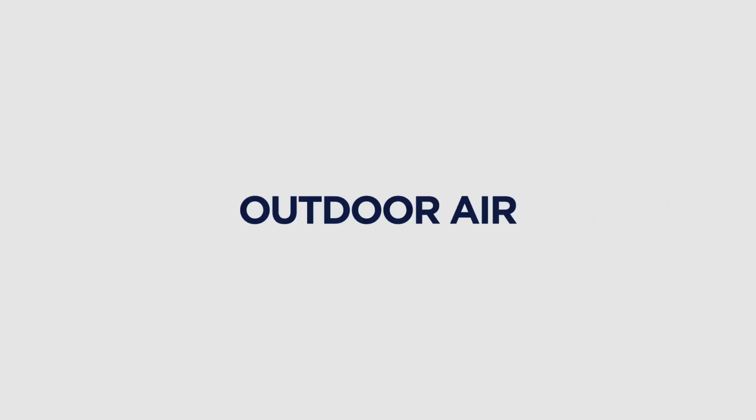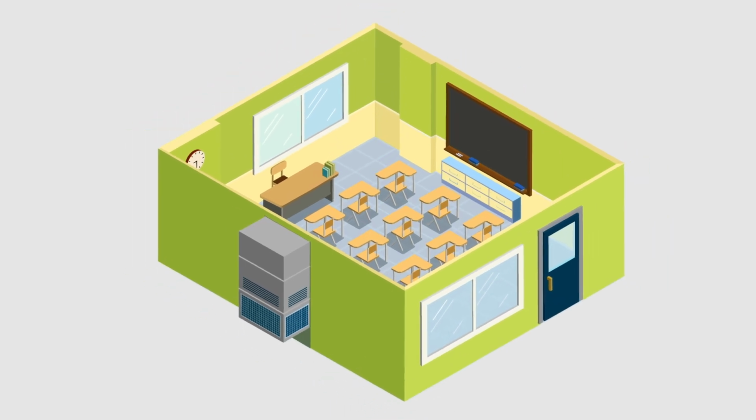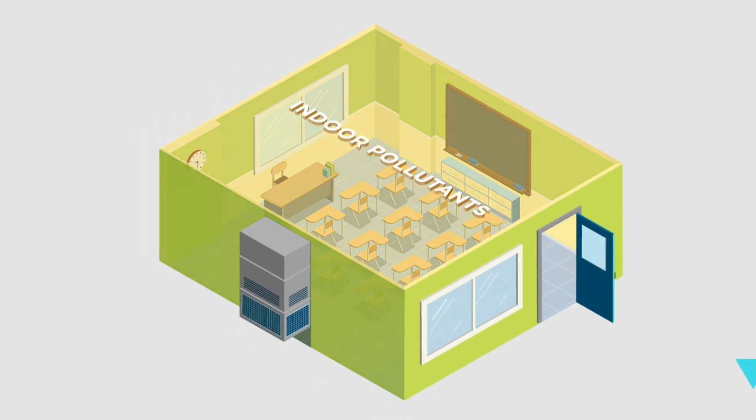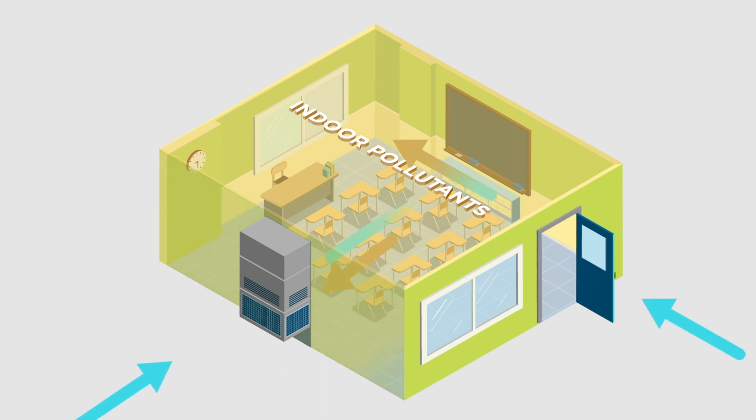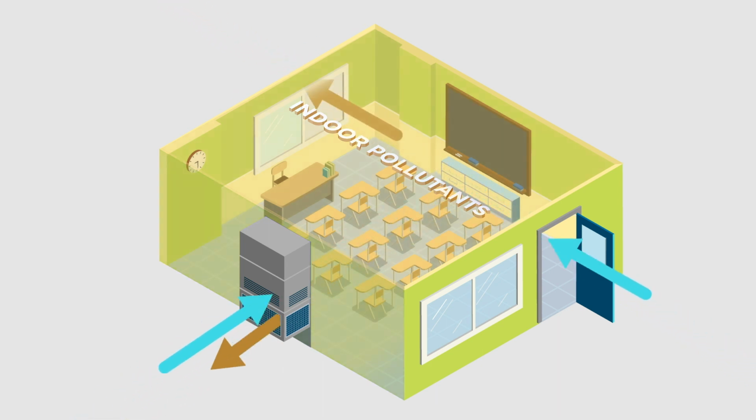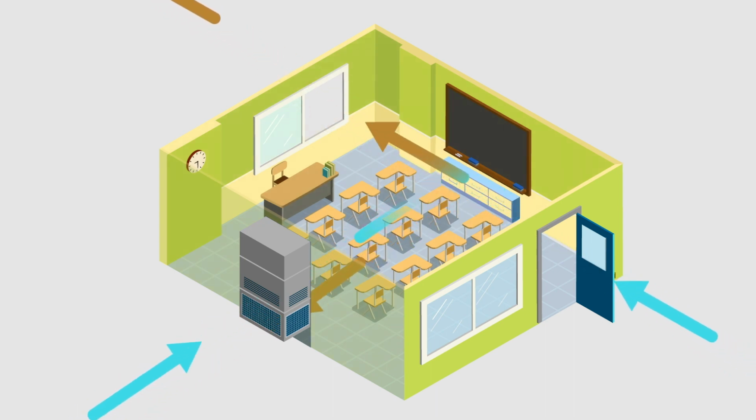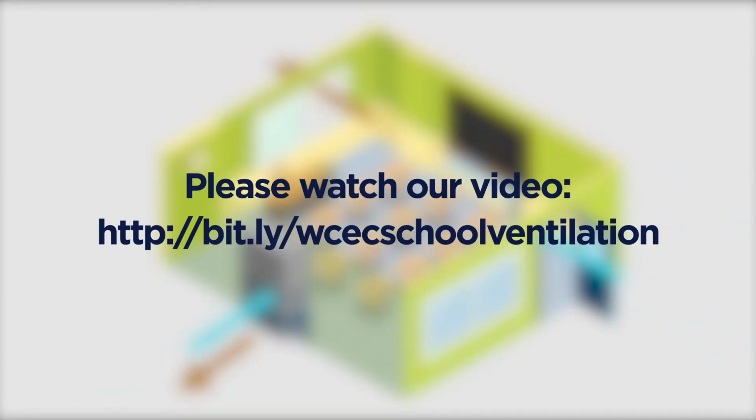Ventilation means providing outdoor air into classrooms. Ventilation removes indoor air pollutants from buildings by bringing in outside air and removing or exhausting room air. This dilutes the concentration of indoor pollutants. Please watch our video on ventilation for more information on its importance and benefits.